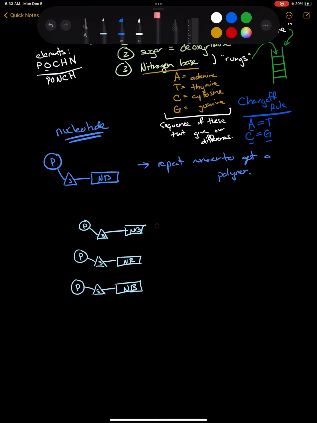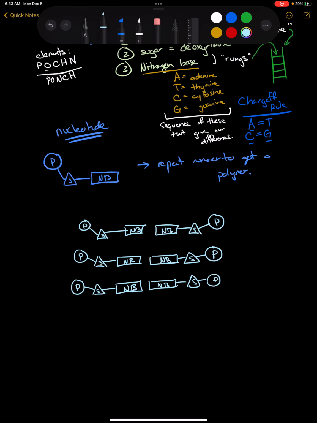So here's my nitrogen bases. Whoops. So I'll put a nitrogen base in the middle. Attach that to a sugar. And then a phosphate group. And I'll do the same thing. Nitrogen base. Attach to a sugar. Attach to a phosphate group. Nitrogen base. Sugar. Phosphate group.